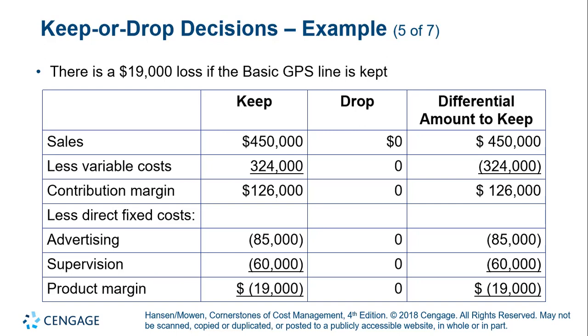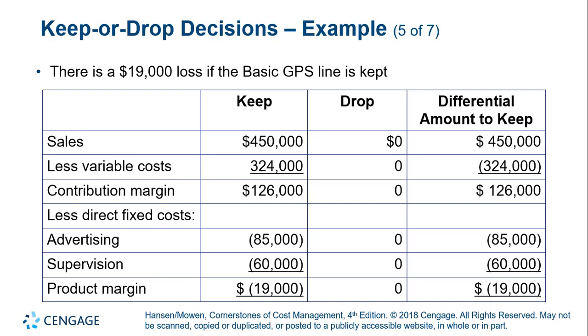Okay, we have the product margin negative. If you are going to continue the production and sale of the basic GPS, then that will give you a product margin of 19,000. If you drop it, then it will give you 0. Then the differential amount to keep is still equal to 19,000.